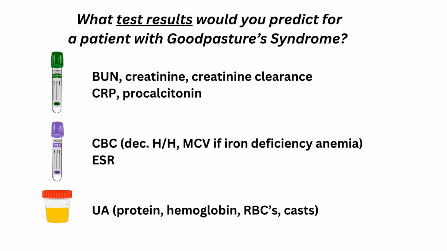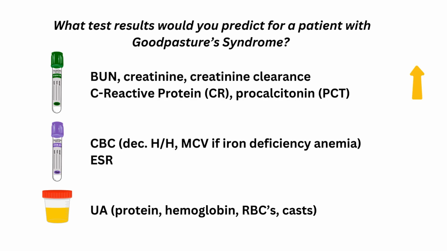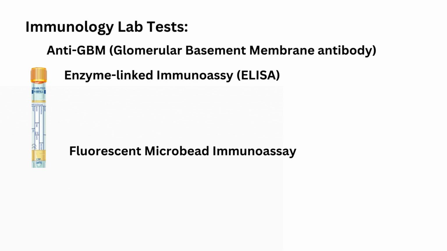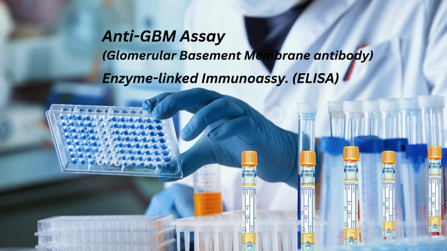And what test results would you predict for a patient with Goodpasture syndrome? Specific tests are the ELISA and fluorescent microbead immunoassays to detect and monitor the level of anti-glomerular basement membrane autoantibody.